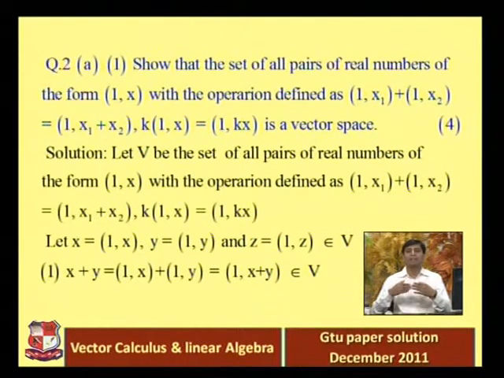We have to satisfy each of those 10 conditions one by one for this example, using this addition and scalar multiplication that we have to prove here. So it's quite easy, but just try to understand carefully. Here is the question: the set of pairs of real numbers of the form (1, x), with the operations defined as (1, x1) plus (1, x2) equal to (1, x1 plus x2) and k into (1, x) equal to (1, kx), is a vector space. So let's start with each condition one by one.